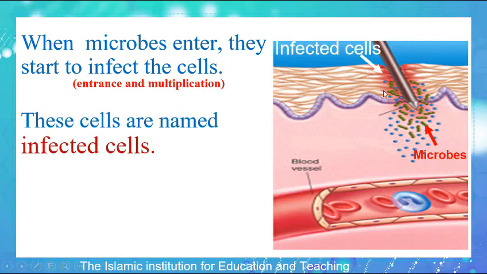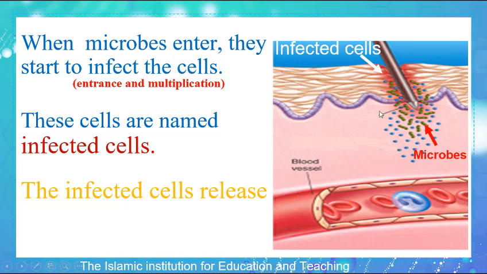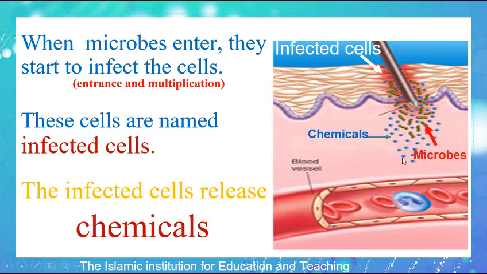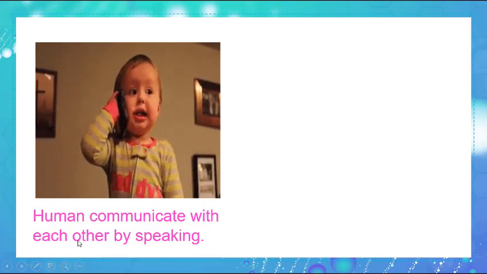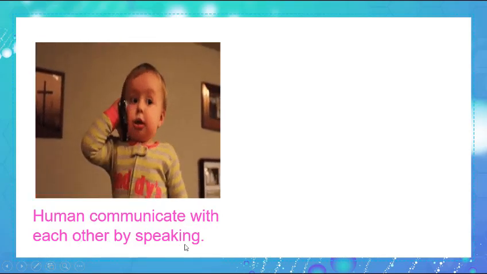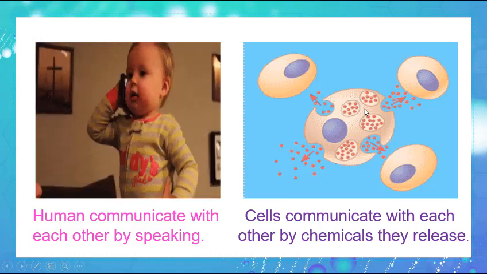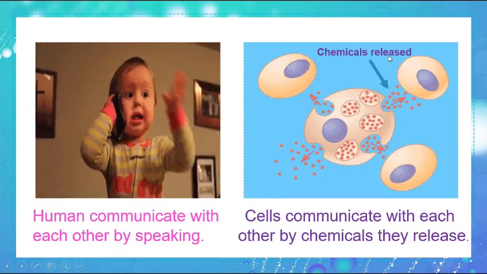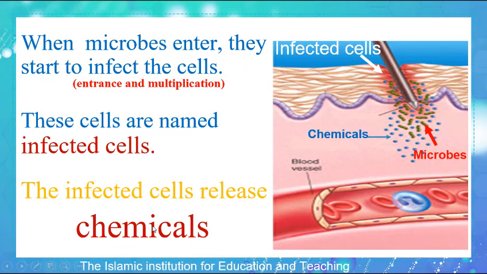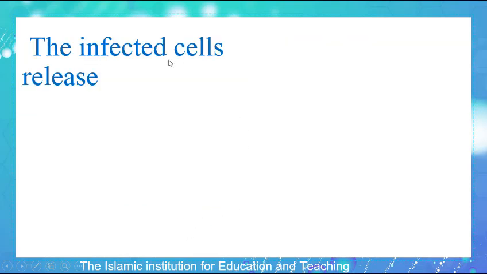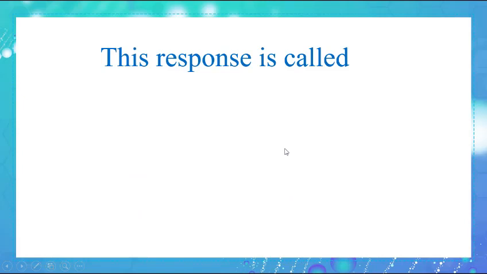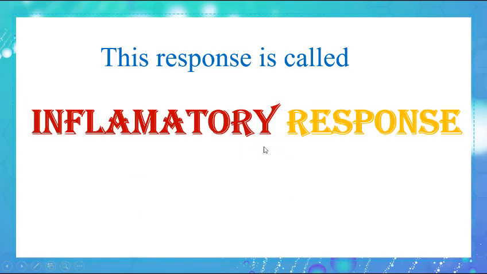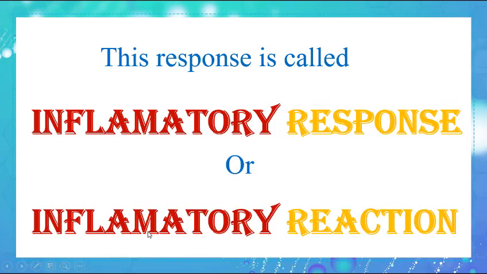These infected cells release chemicals as shown in this figure, but what's the role of these chemicals? Like humans can communicate with each other by speaking, cells also can communicate with each other by chemicals they release. These chemicals trigger or activate a response that will destroy microbes. And this response is called inflammatory response or inflammatory reaction.